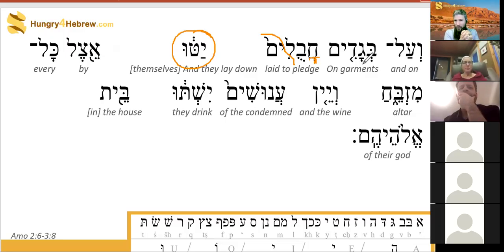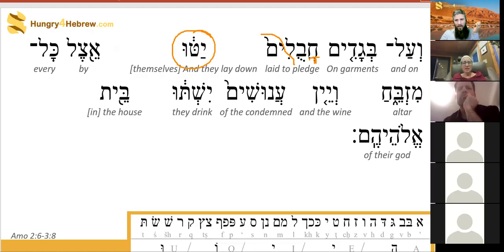They don't care. Remember that passage in the Torah? If you have taken a garment in pledge, make sure to return it by nightfall so he's not cold at night. That's what it's referring to. And so they're lying around on pledged garments instead of giving it back. Etzel kol mizbeach. Oh, this is just insult on injury.